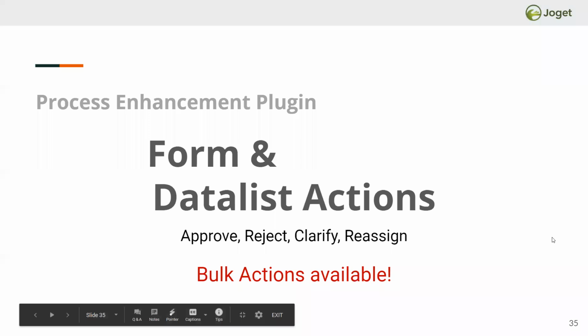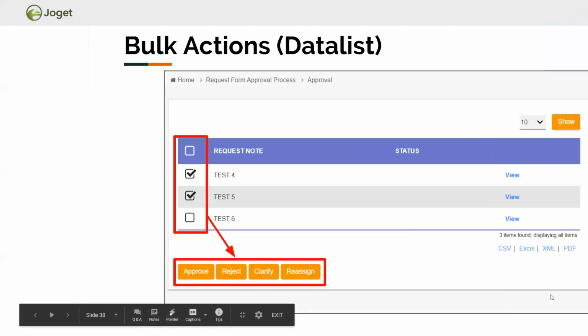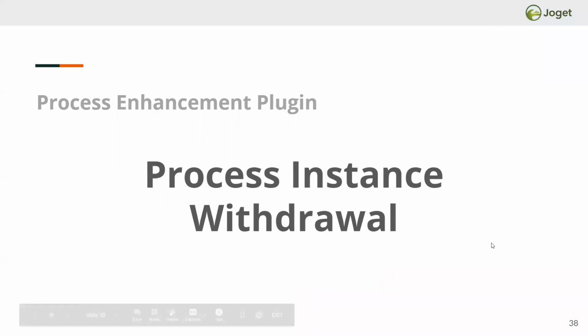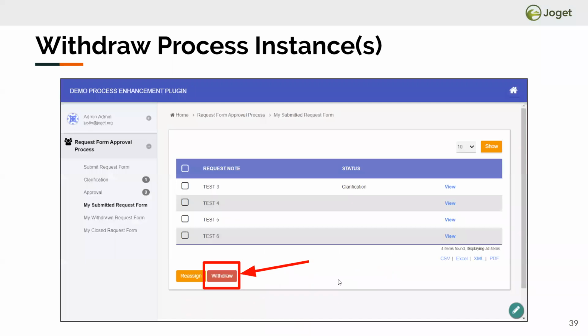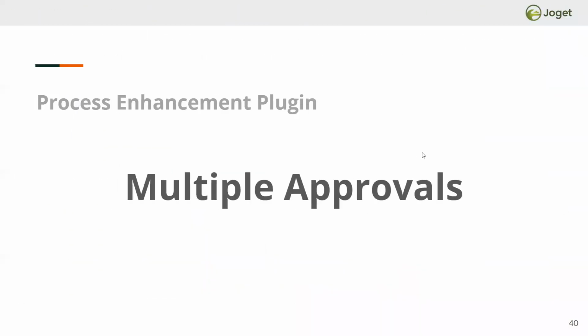Right, so now that we are done discussing the form and dataless actions, I'm moving on to the third key feature of the process enhancement plugin, which is the capability to withdraw a process, which we have already done previously with the withdraw button, as you can see. And the final key capability of this process enhancement that I would like to discuss today is the ability to perform multiple approvals.